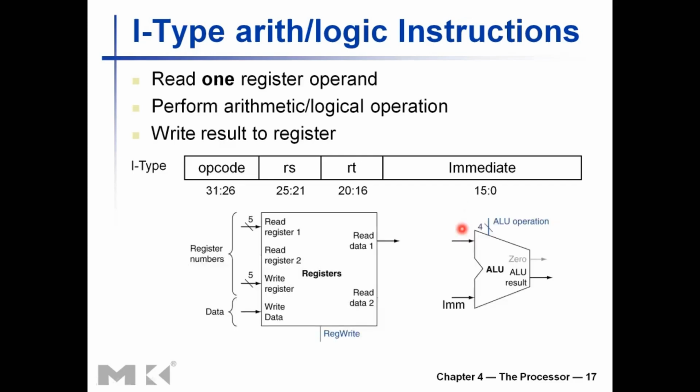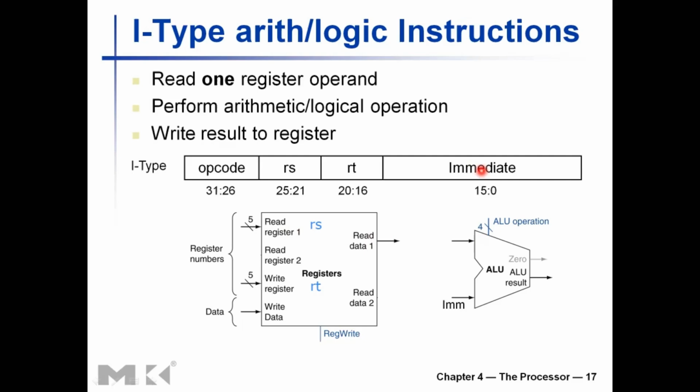So the only difference here is that we are only reading one register operand, using RS here, and RT will define the destination register that we are writing the result into. So you provide the RS address, the 5-bit address, into this read register 1 address port, get the corresponding data from read data 1 port, and provide it into the ALU. That is the first operand to the ALU.